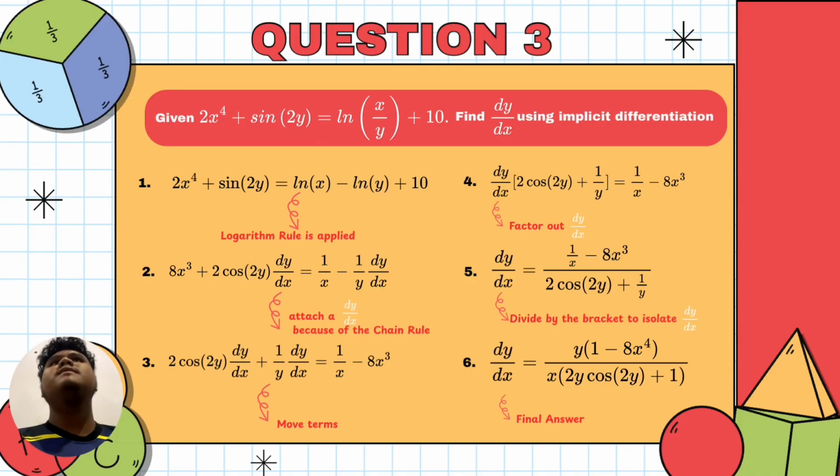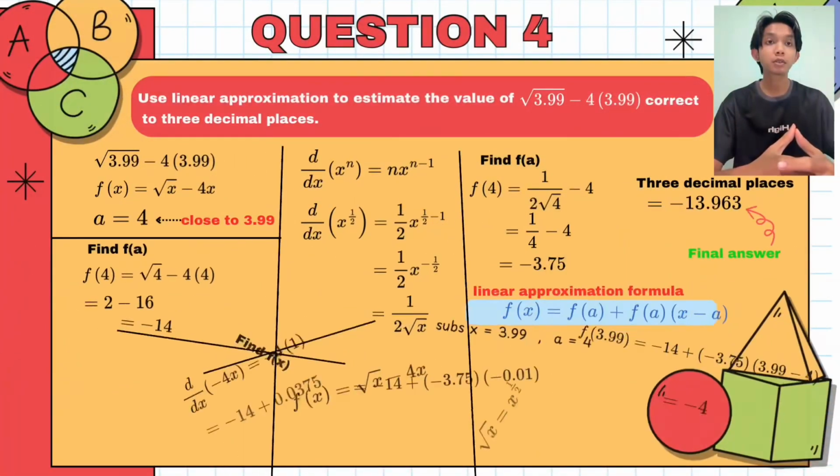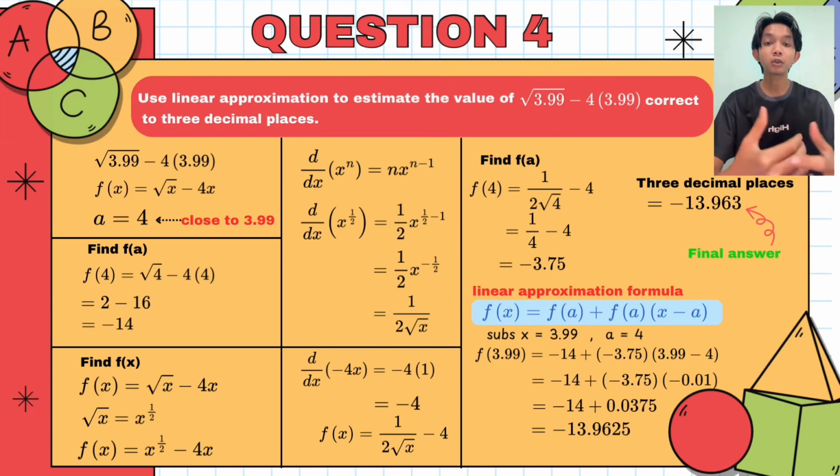So we got the final answer: dy/dx equals 1 over x minus 8x^3, over 2 cos 2y plus 1 over y. And then we isolate the dy/dx. If we want to clean up the complex fraction, we can multiply the numerator and denominator by xy to get this final simplified form. Okay, that's all. Now I'm going to proceed with question 4, but before that I want to introduce myself.